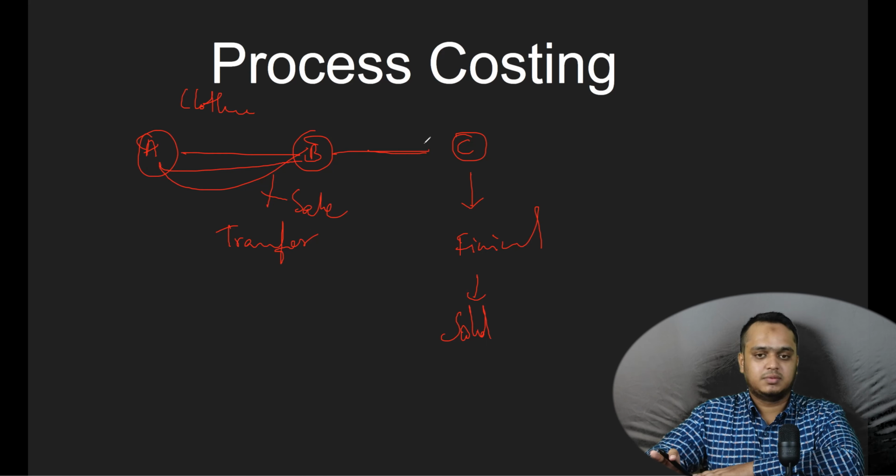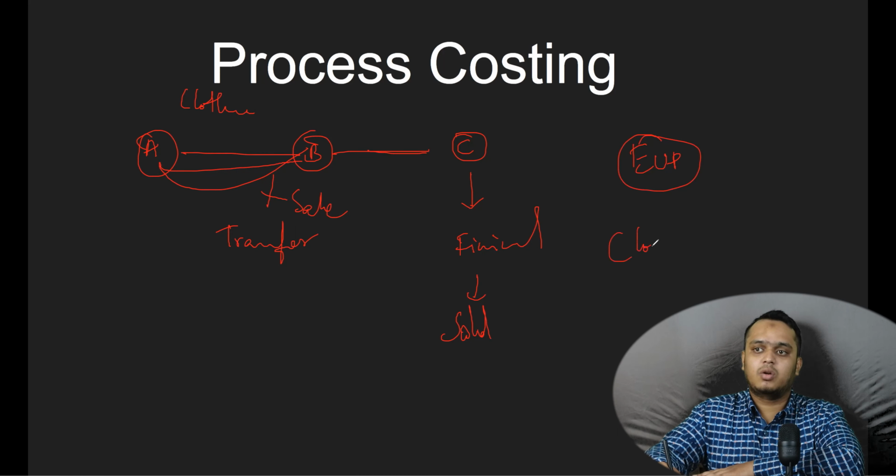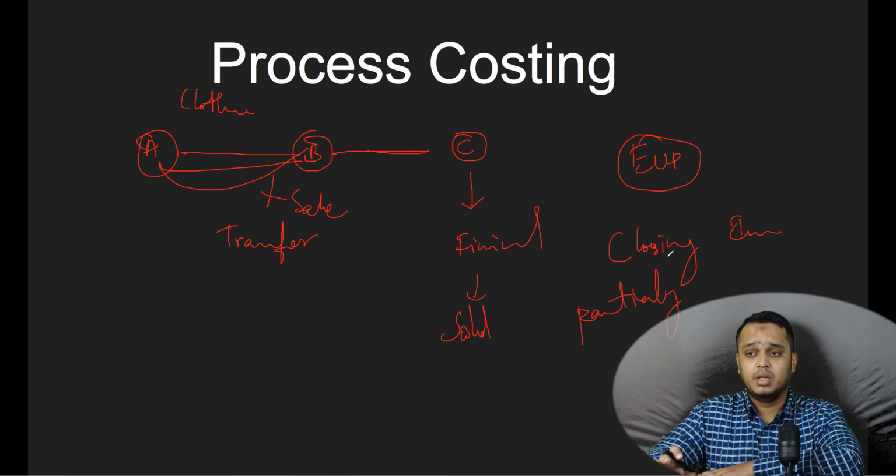This is simple. Finding out the good units out of these, all that stuff is pretty simple. But the challenge which comes in process costing is another concept called EUP, equivalent units of production. Now, what is this? You find it out when there is a closing inventory which is partially completed. How are you going to account for it? That's the challenge. Here comes equivalent units of production.